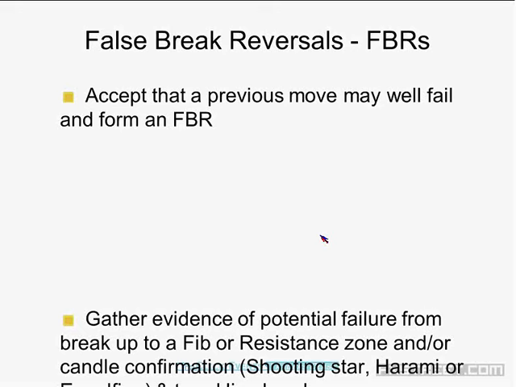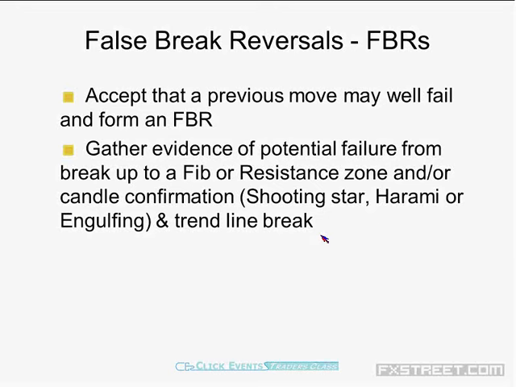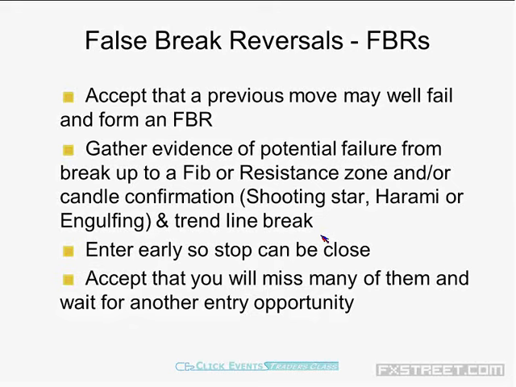Gather the evidence, then, of potential failure from a break to a fib line, maybe a resistance zone. You've got the candle confirmation, as we've just seen. There may be a wave confirmation, could be trend line breaks, etc. Enter really, really early. Do not wait for confirmation. By the time you've got absolutely every single 100% bit of confirmation, it's too late. The risk will have gone sky high, so get in early, so that if you're wrong, you can get out quickly.